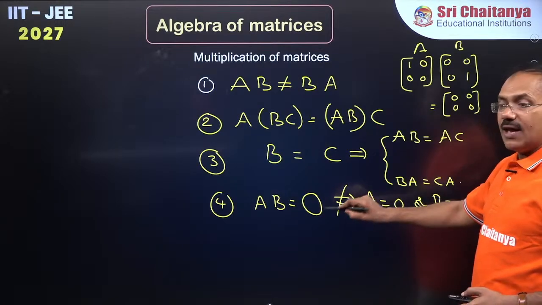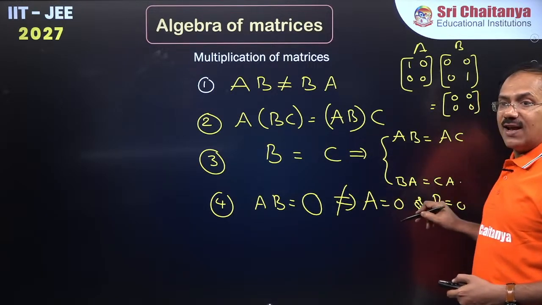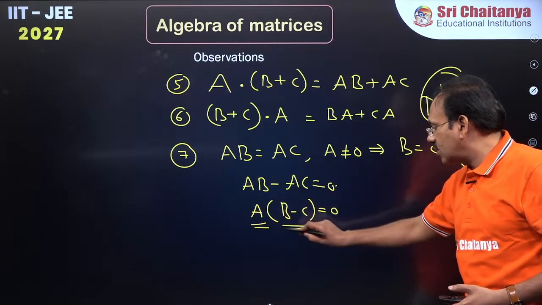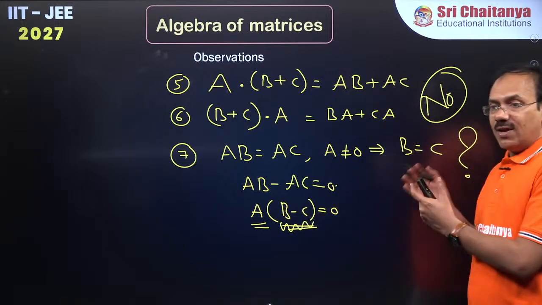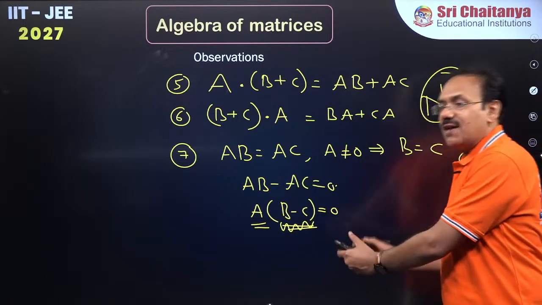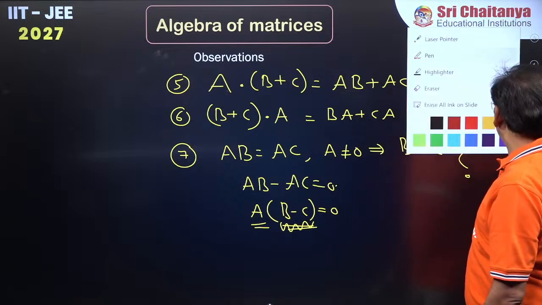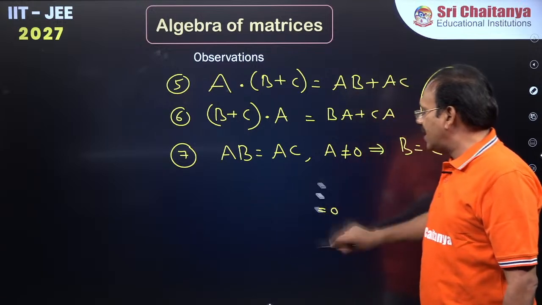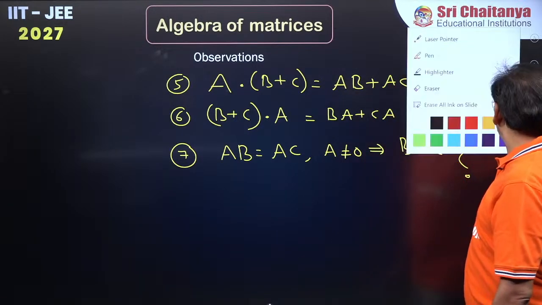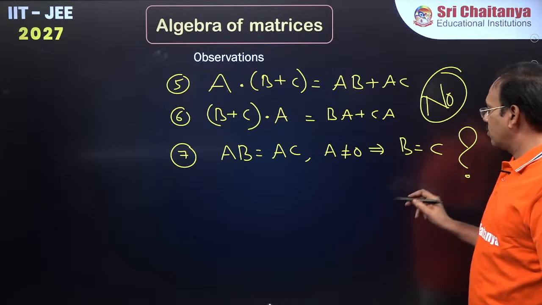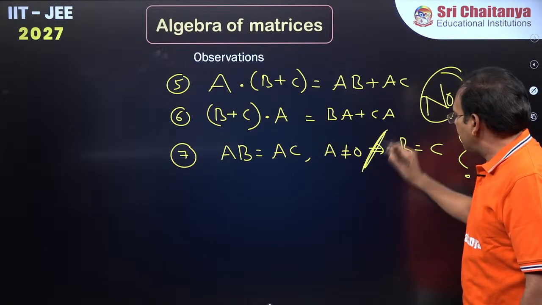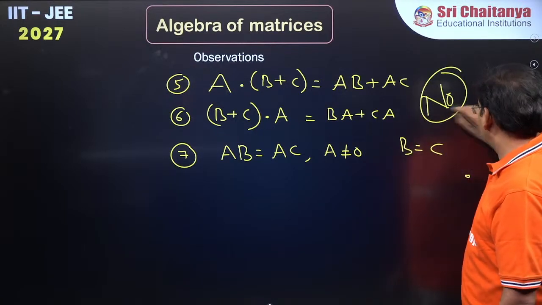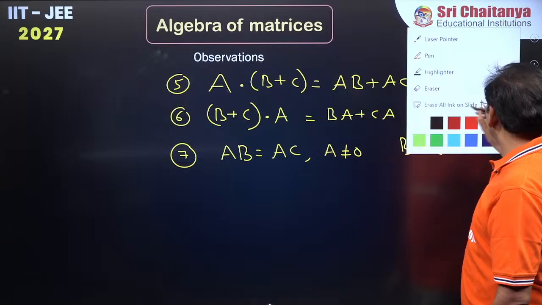So from this, property number 4: AB is equal to 0 doesn't imply either A is 0 or B is 0. Even though A is not equal to 0, B minus C may also be not equal to 0. So you cannot say B is equal to C. So in matrix multiplication, a very important point is: AB is equal to AC, and A not equal to 0, doesn't imply B is equal to C. Please note it.